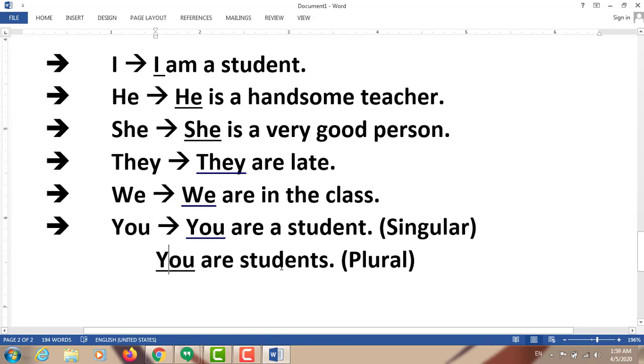Okay. So, how to find out whether this you, the pronoun you, is used for plural or singular? Very easy. Just look at the noun. Here the noun is singular, so this one means one person. Here you is used for plural. Why? Because this noun is plural, students. So here I mean many people. So we have I, he, she, they, we, you, and then we have it.